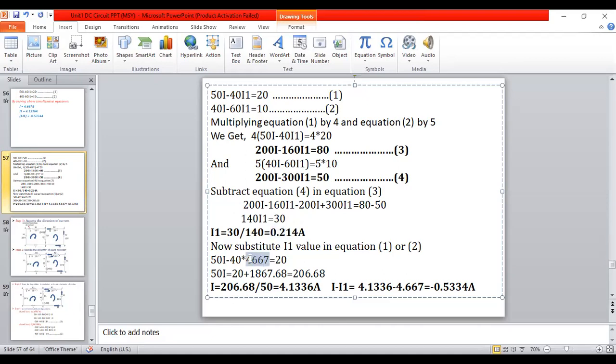So here, I will substitute this I1 value into equation number 1 now. 50 into I you keep as it is, minus 40. In the place of I1, I will write that one, 0.214, over there.